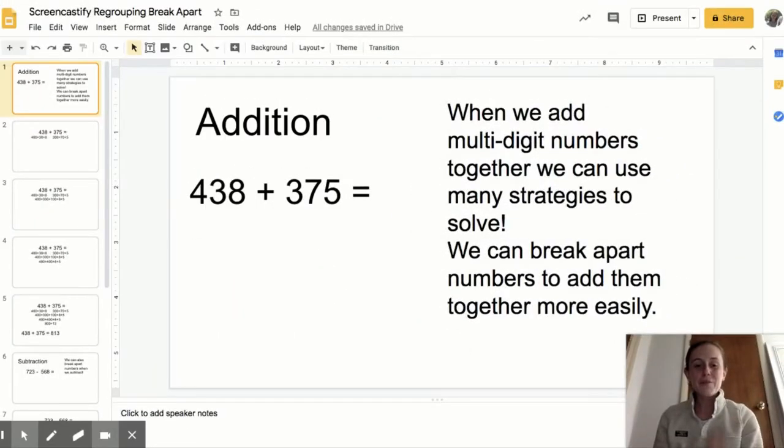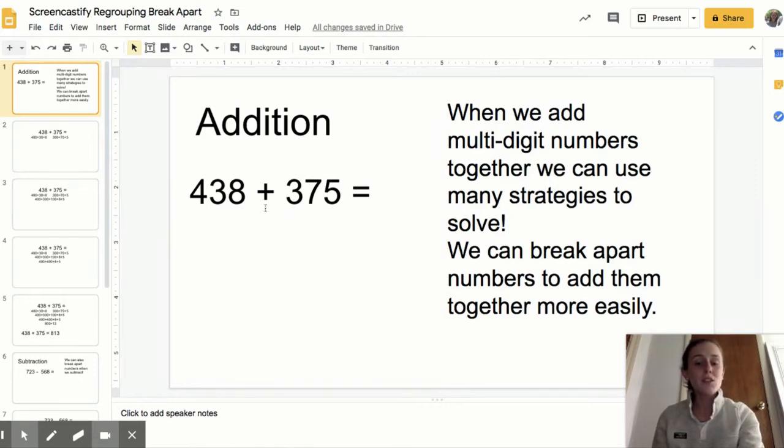Hi everyone. I'm going to talk about another strategy we can use to add and subtract multi-digit numbers. I know that a lot of students in my class really like to use the break apart strategy, so I'm going to give an example of using the break apart strategy for an addition and a subtraction problem. I'm going to start with addition. The addition problem I chose is 438 plus 375.